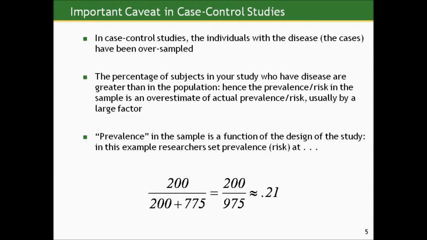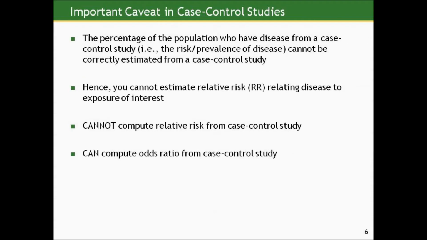In our situation, the researchers set the prevalence at roughly 21%. They chose to take 200 people with the disease and 775 without. But they could have just as easily chosen to take 200 people with esophageal cancer and only 200 without, in which case the risk would have been 50%. It's completely set by the number of cases and controls you take. It's artificially established by design, and hence statements about the risk of this disease across the board or within the exposure groups cannot be accurately made with this study design. So we cannot legally or correctly estimate relative risks relating the disease to the exposure of interest, etc.